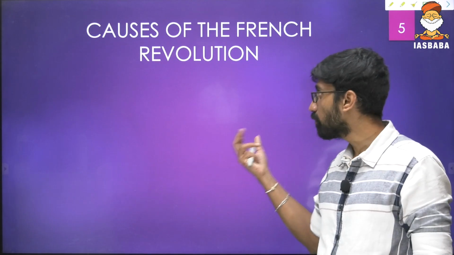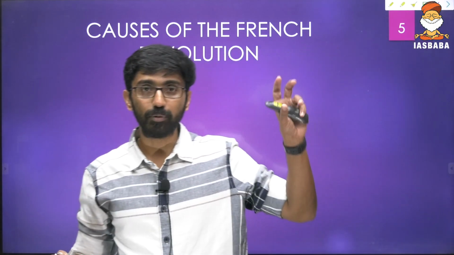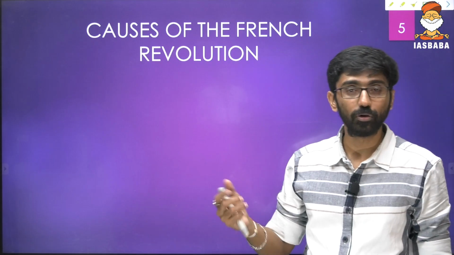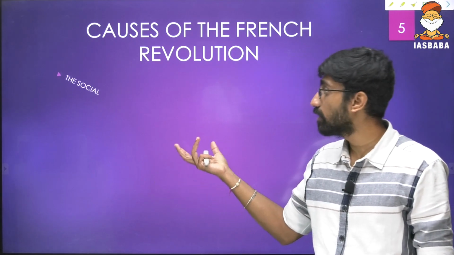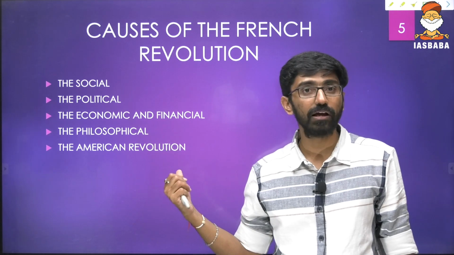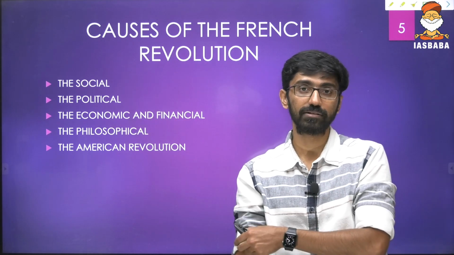Okay. Now come to the causes of revolution. Why French people wanted that revolution in political system, in economic system, in a social system. Now there are causes in the same way. That is, there are social causes, the political causes, economic, then again philosophical cause, and American Revolution also influenced French Revolution, because one event influences other events.